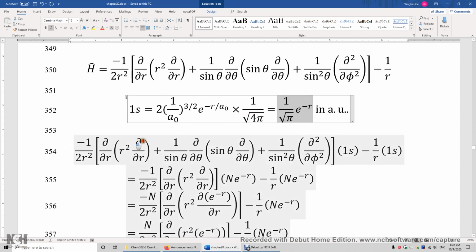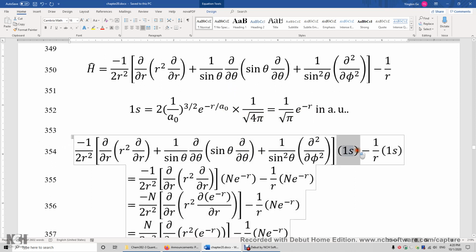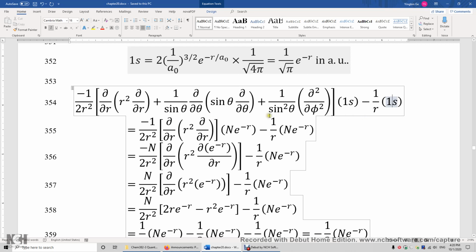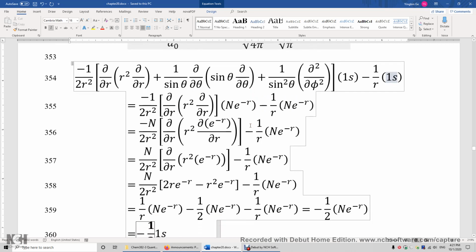So we apply the kinetic energy operator to the 1s function. This is the potential energy operator to the 1s function. And then we just derive. There's not much to talk about, except this. This 1s wave function is a function of r, and r only.